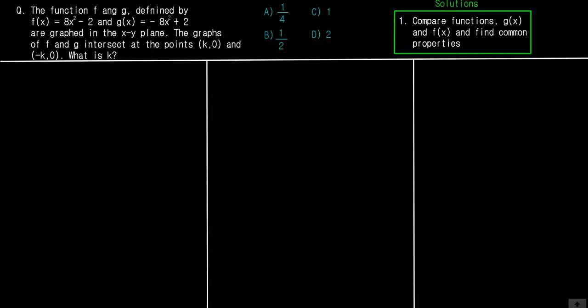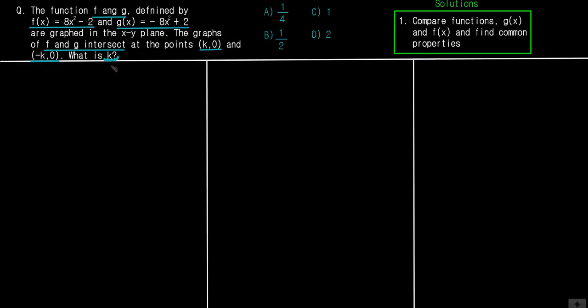In this video, let's think about another function math SAT problem. The question says there are functions f and g, defined as f of x is equal to 8x squared minus 2, and g of x is equal to negative 8x squared plus 2, and they're graphed in the xy-plane. The graphs of f and g intersect at the points (k, 0) and (negative k, 0). What is the value of k?